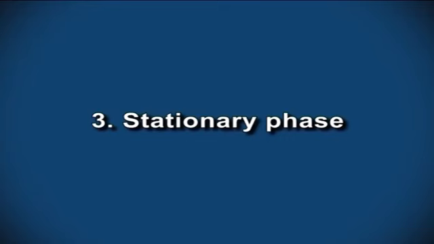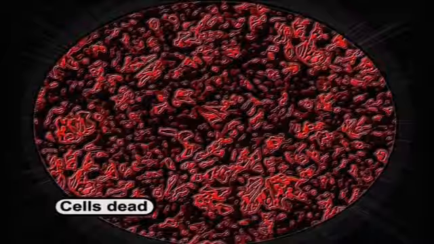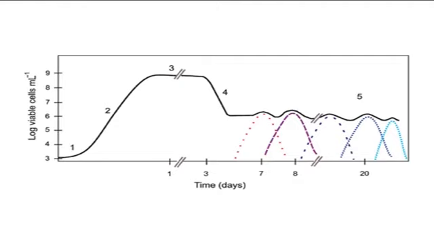Stationary phase. In this phase, the number of new cells formed is equal to the number of cells dead. As a result, the growth curve appears flat during this phase. However, it turns downwards and reaches maximum at the end of this phase due to increased death rate.